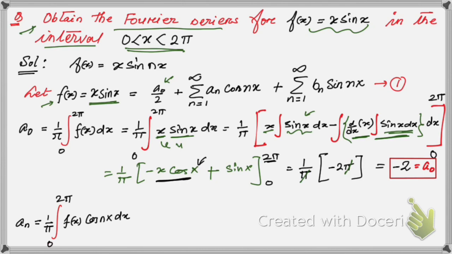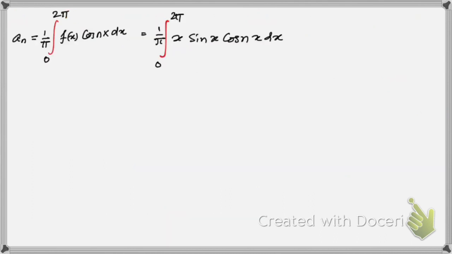Now let us find an. So here f of x is this function x sin x. So let us put that 1 by pi integration from 0 to 2 pi x sin x cos nx dx, right? So let me go to the next slide. Let me copy this first. So this is what we have got.